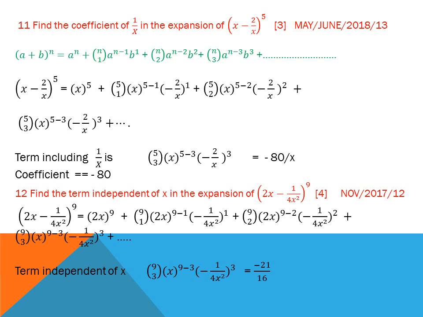Question number 12. Find the term independent of x. It means we need only the term, which I have already solved in the previous questions. I expand this. Here n is 9: 9c1, then 9c2, then 9c3. In 9c3, 9 minus 3 will become 6, and (-1/(4x^2))^3, when x^2 is raised to power 3, it will become x^6. So x^6 is cancelled with x^6, it means this term is independent of x. I take only the term 9c3 x^(9-3) (-1/(4x^2))^3, which will become minus 21 over 16, the term independent of x.